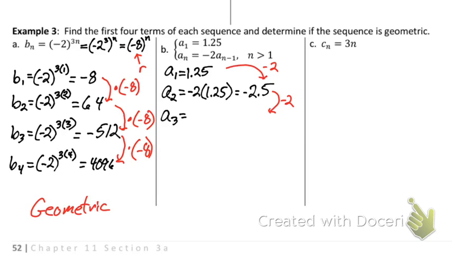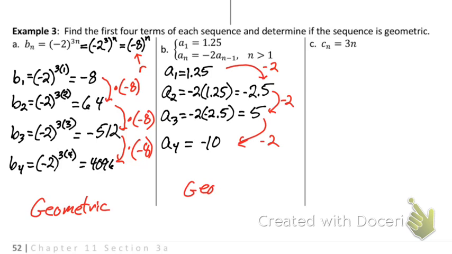A sub 3 equals -2 times the term before it, which was -2.5, which does equal a positive 5. It did hold up to the -2, so that must mean a sub 4 is just going to equal negative 10 because we would just do times negative 2. That is geometric.